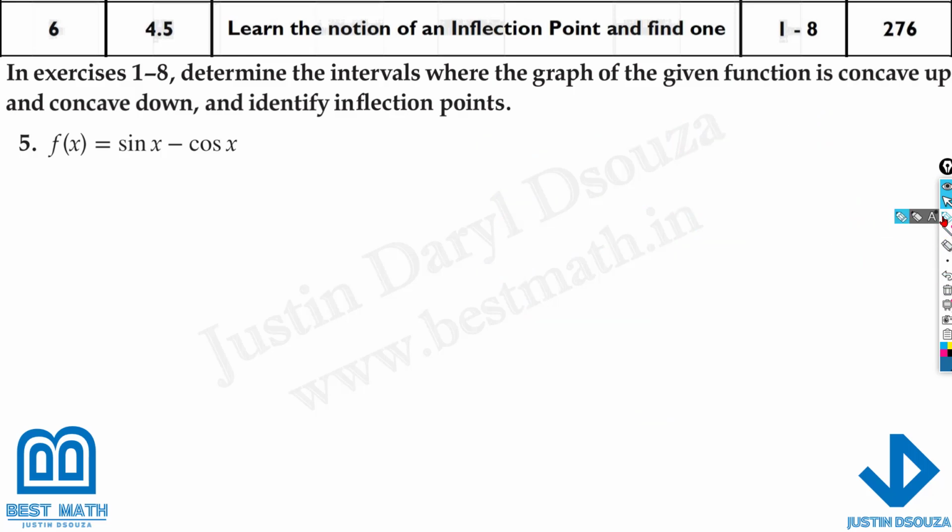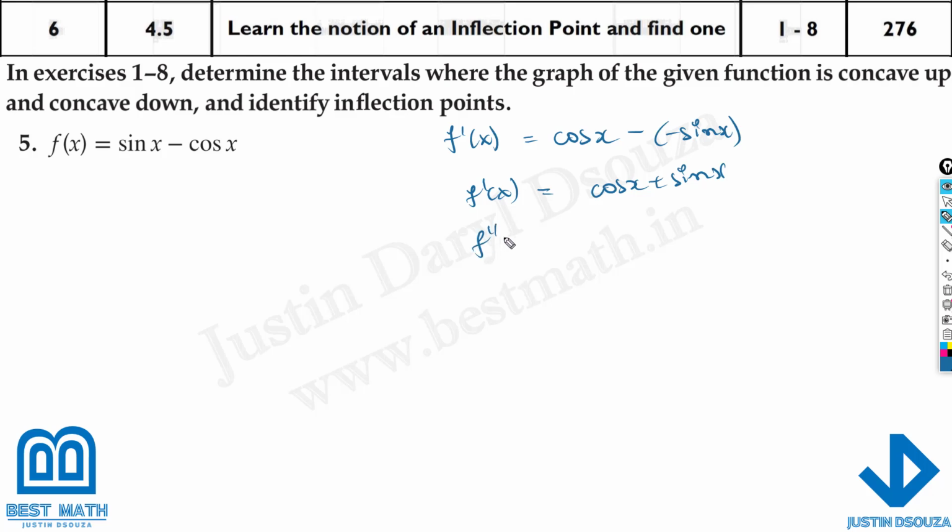Now we have trig functions, sine and cosine. What is the first derivative of sine? Sine is just cosine. It's cosine x, positive. But what about cosine? It's minus. Already there is minus, and then minus sine x. So here we have to multiply the two negative signs. It's going to be cosine x plus sine x. That is the first derivative.